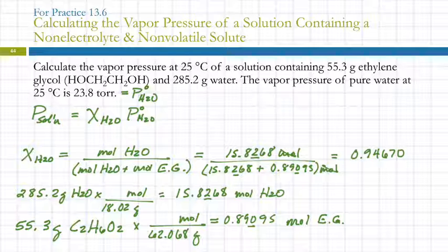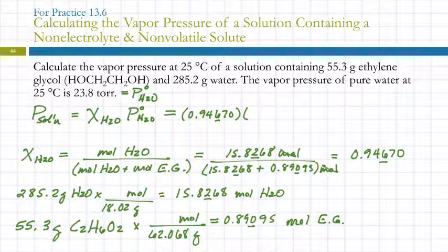Anybody else get that? Okay, fine, whatever. Is that a reasonable mole fraction? Mole fraction should be between 0 and 1, right? And this is mostly water, right? 55 grams of ethylene glycol, 285 grams of water. We would expect that there's a lot more moles of water, so there's nothing that should scare us about that mole fraction. So that is the mole fraction for H2O.